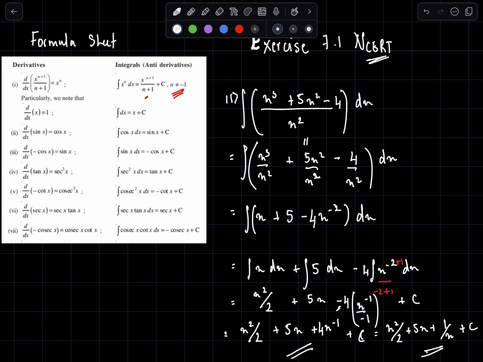Exactly. See? So this will become 4. Correct. Sorry, I forgot to multiply the 4. That's it. Okay. Now let's look at the 12th question.